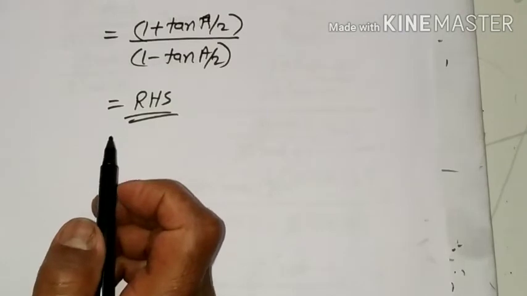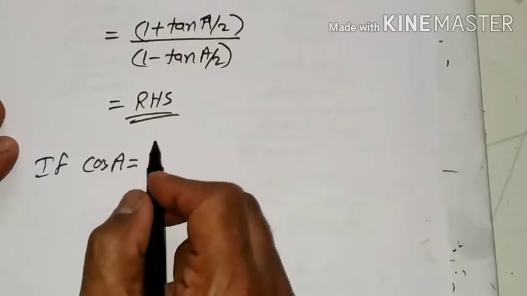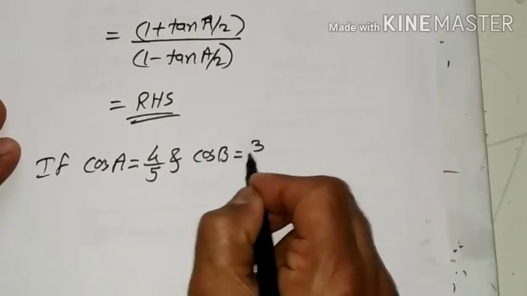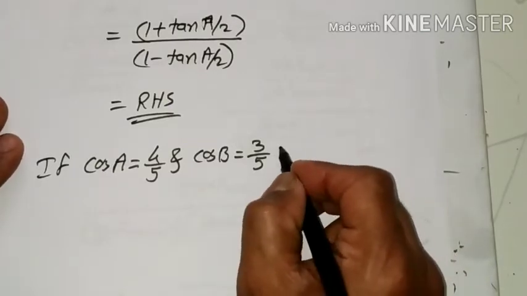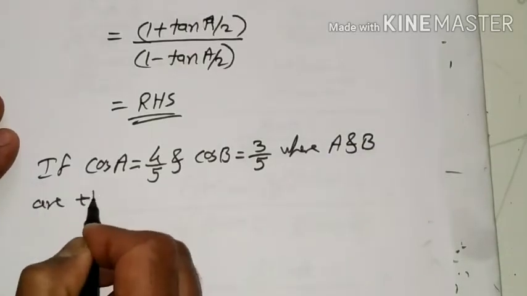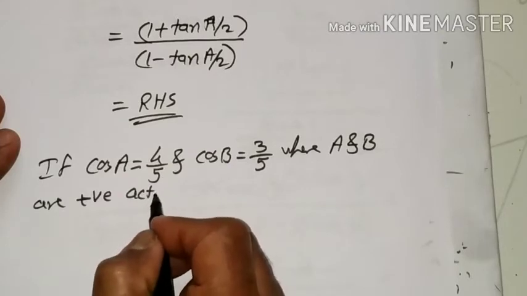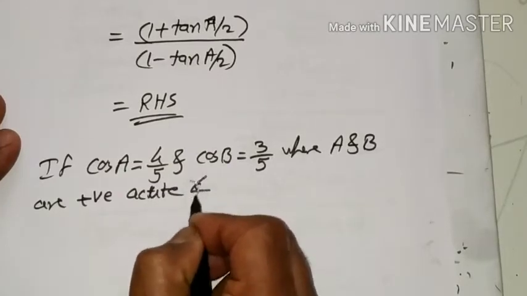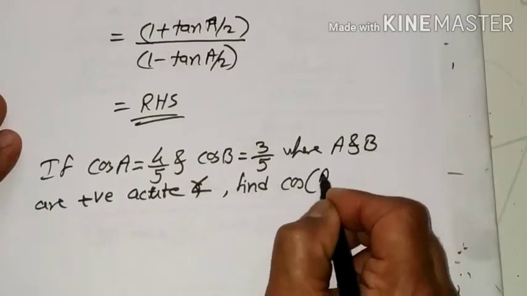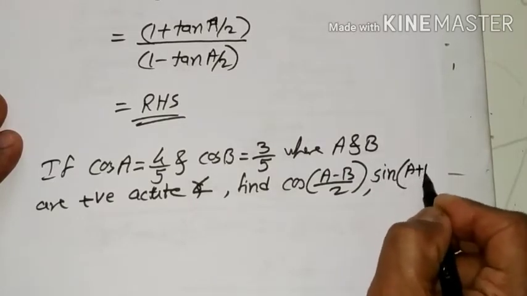Now we observe another example. If cos A is equal to 4/5 and cos B is equal to 3/5, where A and B are positive acute angles, find cos (A minus B)/2, sin (A plus B)/2.